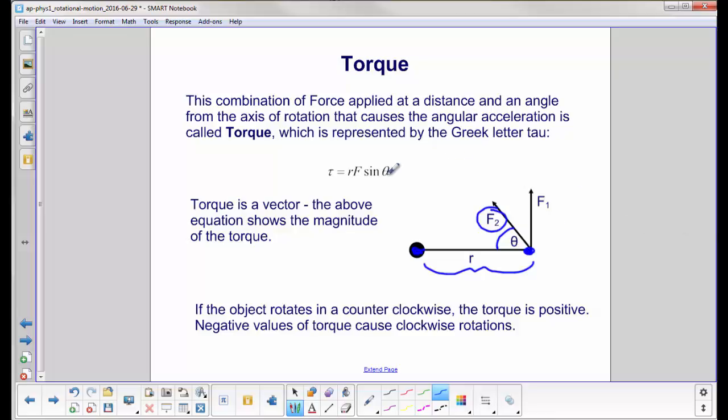However, the above equation shows the magnitude of the torque, and that's what we're going to be working with. The direction of the torque is going to be coming in or out of the page, and we don't have to worry about that just yet. But we will talk about if the torque causes an object to rotate in a counterclockwise direction, the torque will be positive. Negative values of torque will cause clockwise rotations. We're trying to stay consistent with our definitions for omega.